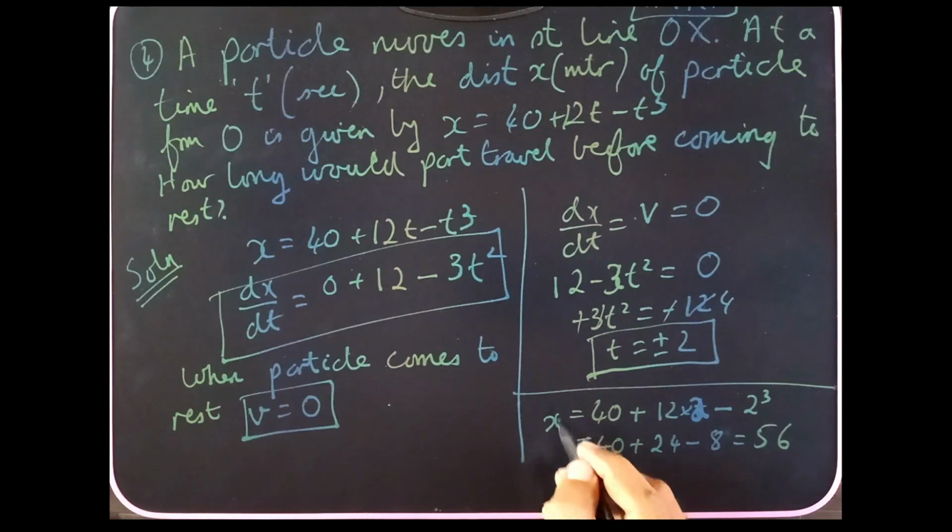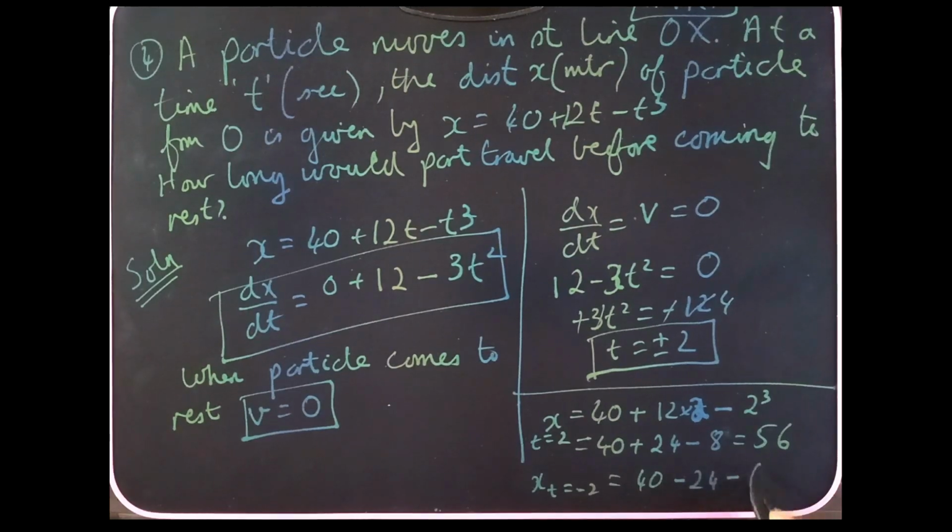Now this is for when t is equal to 2. Now x when t is equal to minus 2, what will you get? 40 minus 24 minus (minus 2) raised to 3. You will get 40 minus 24, and this will turn out to be minus, so it will become positive, it will become 8. You will get 40 minus 24 plus 8, which will become 24.